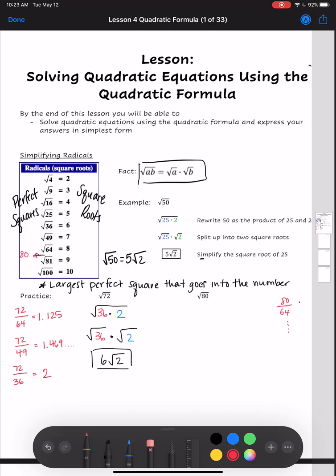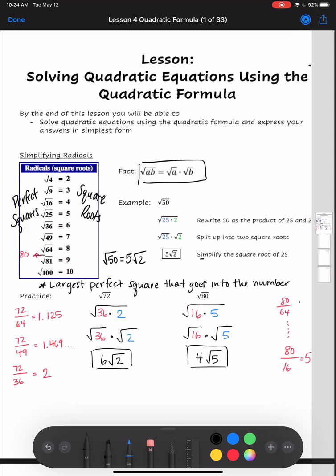And you would find, I'm not going to show you all of that work, that 80 divided by 16 is equal to 5. So we would separate this as the square root of 16 times 5. We're going to split that up into two radicals. Radical 16 times radical 5. And then from there we simplify radical 16, which is equal to 4, and bring down radical 5.